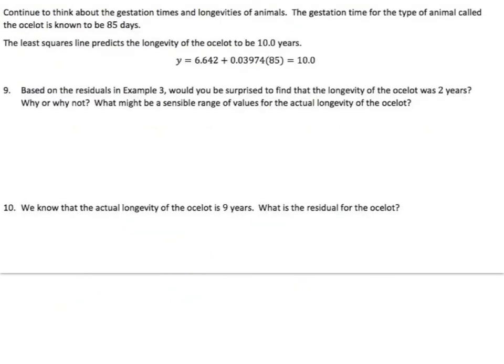All right, continue to think about the gestation times and longevities of animals. The gestation time for the type of animal called an ocelot is known to be 85 days. The least squares line predicts the longevity of the ocelot to be 10 years. Based on the residuals in example 3, would you be surprised to find that the longevity of the ocelot was 2 years? Yeah, I'm surprised. I think that's pretty unlikely.